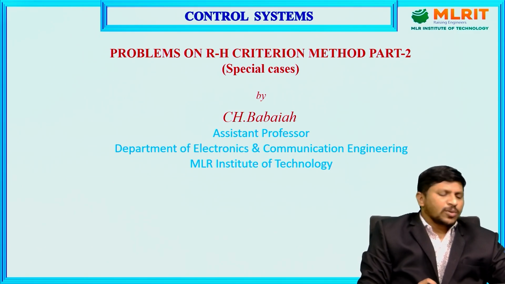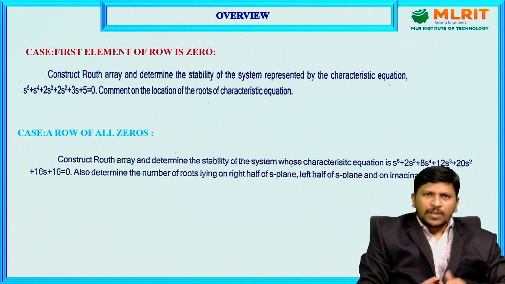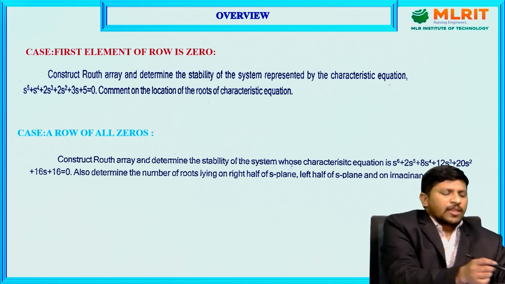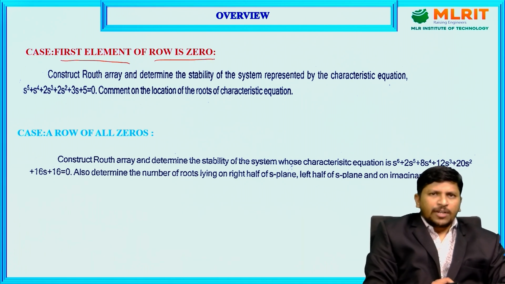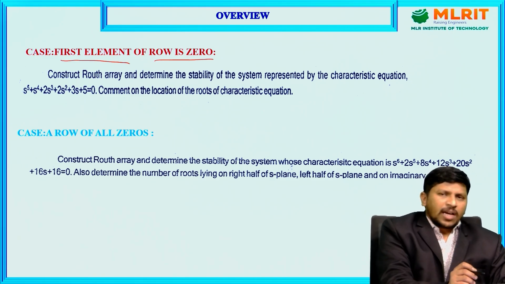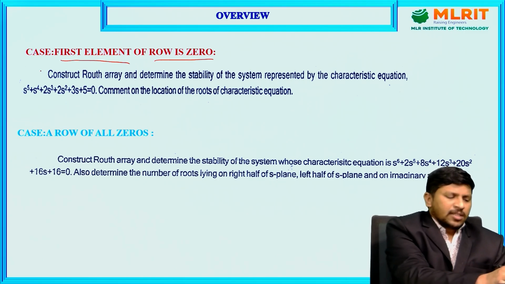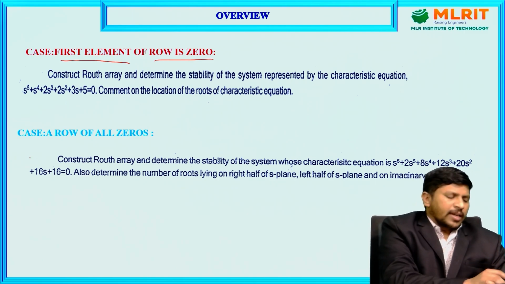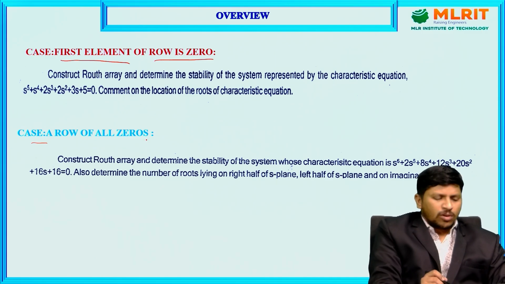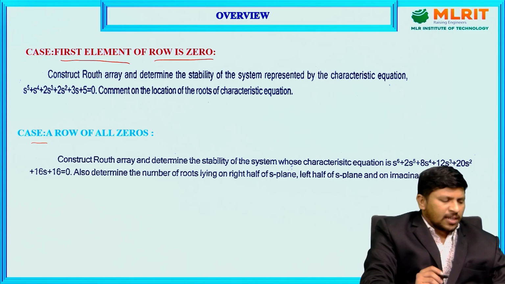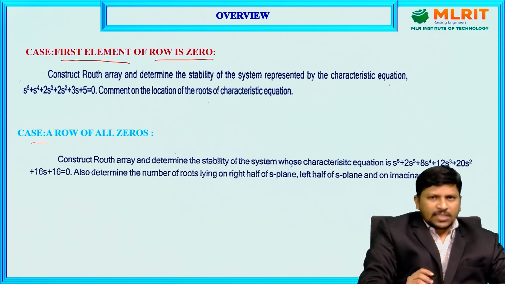Next, move on to the first case. Observe, the first element of a row is 0. If the first element of a row is 0, in that condition, we are going to solve a problem using the RH criterion method. The next case is a row of all zeros. These are the two special cases. First, we see the first case here.